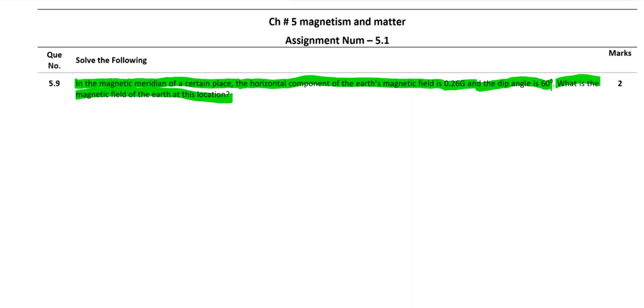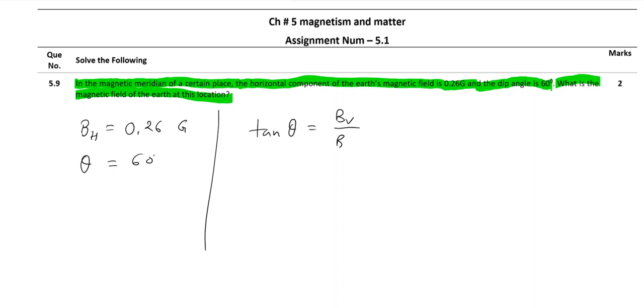So what we are given? We are given horizontal component of Earth's magnetic field, let it be BH, which is 0.26 gauss, and dip angle, let it be theta, which is 60 degree. Now we know that expression for dip angle is tangent of dip angle is BV by BH. What is BV? Vertical component of Earth's magnetic field. BH is horizontal component of Earth's magnetic field. So with theta and BH known, we should be able to find out BV.